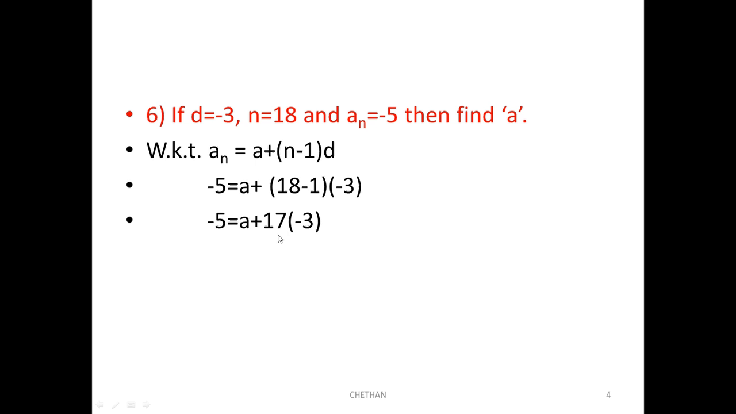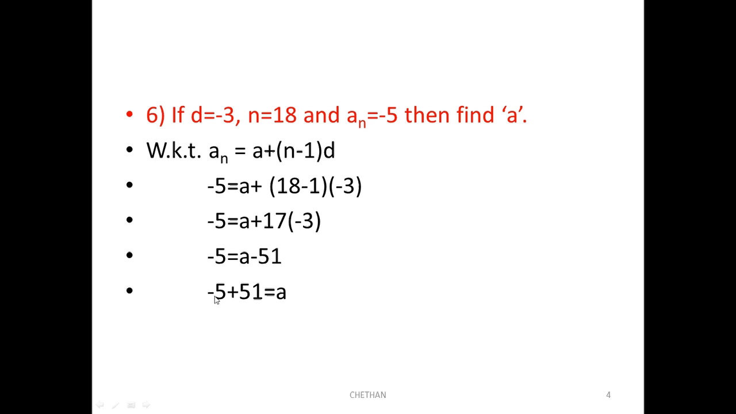18 minus 1 means it becomes 17, and this one is minus 3. We have to multiply 17 into minus 3 here because we are using a bracket. So in the next step it becomes minus 51, because plus into minus becomes minus. 17 threes are 51. So next step we have to take minus 51 to this side, so it becomes plus 51. Minus 5 plus 51.